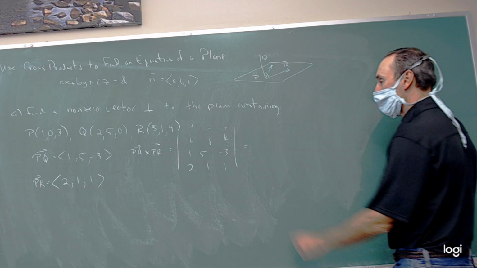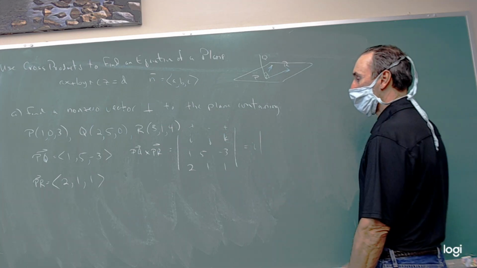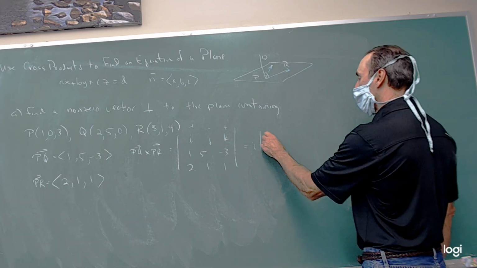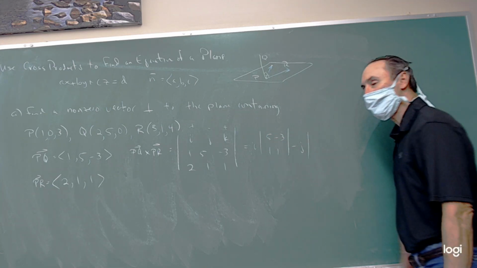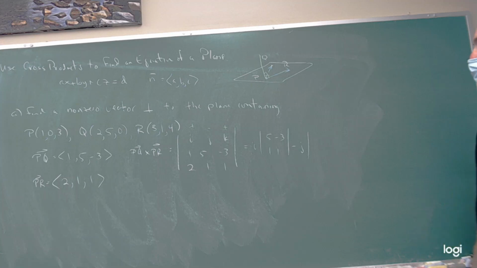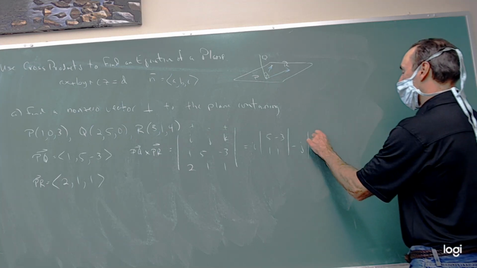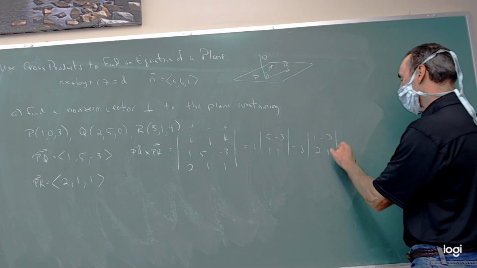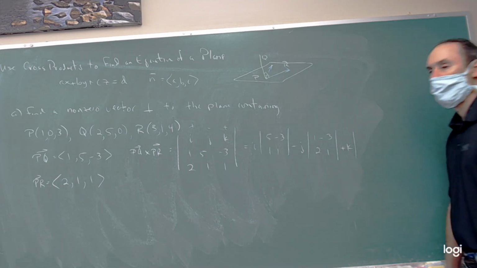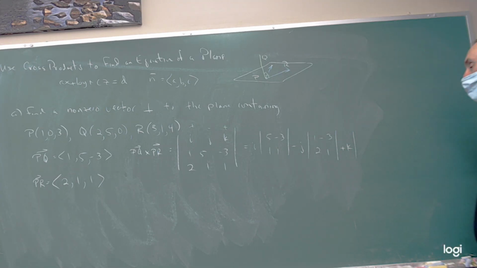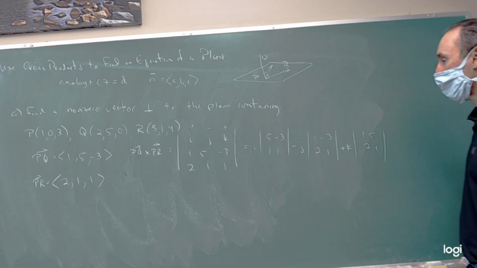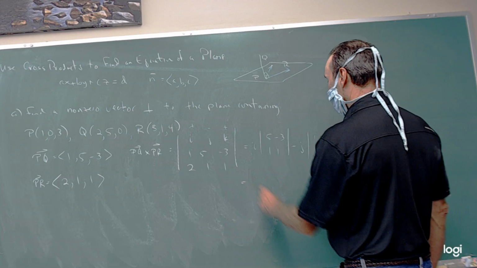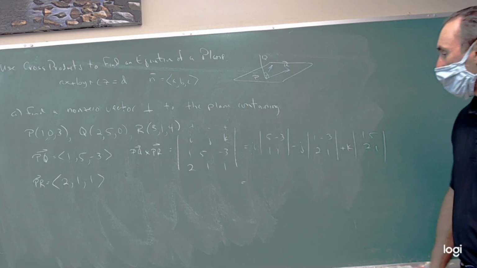So the i times its minor, which I believe is 5, negative 3, 1, 1, minus j times its minor, which I believe is 1, negative 3, 2, 1, plus k times its minor, 1, 5, 2, 1. All right. So, cross product, down minus up.